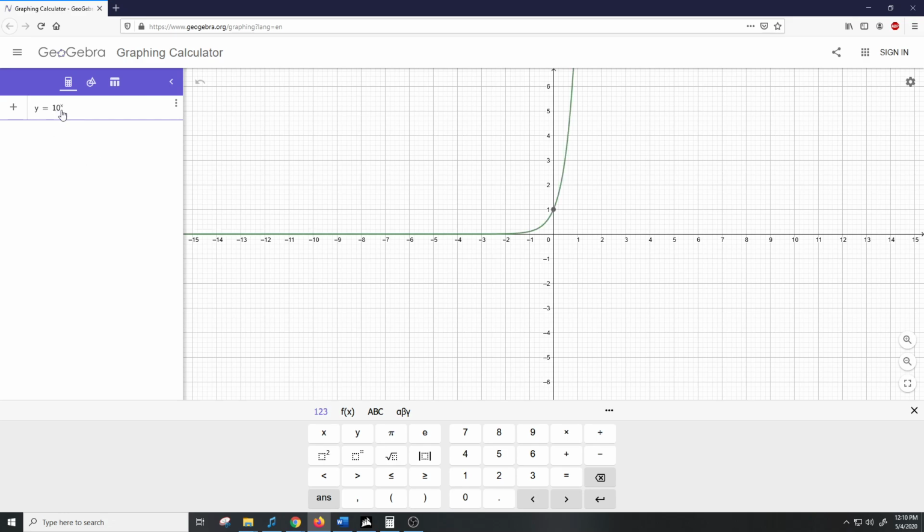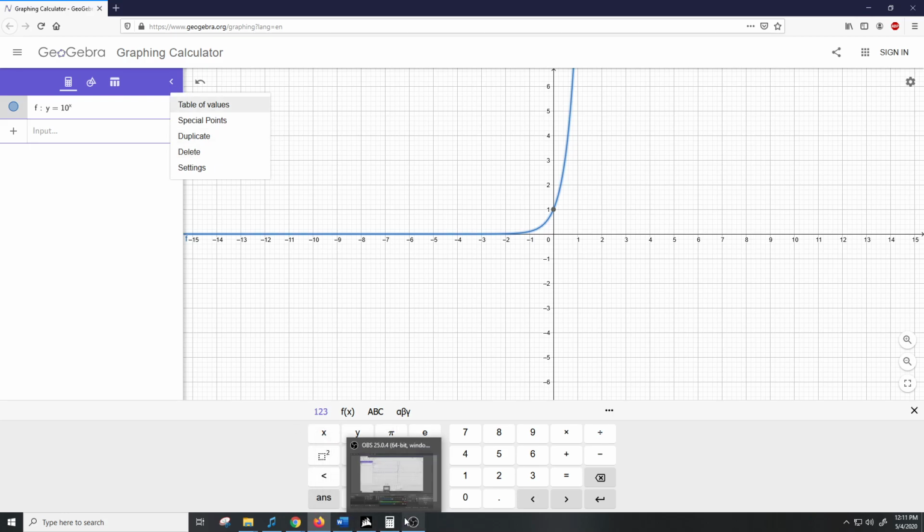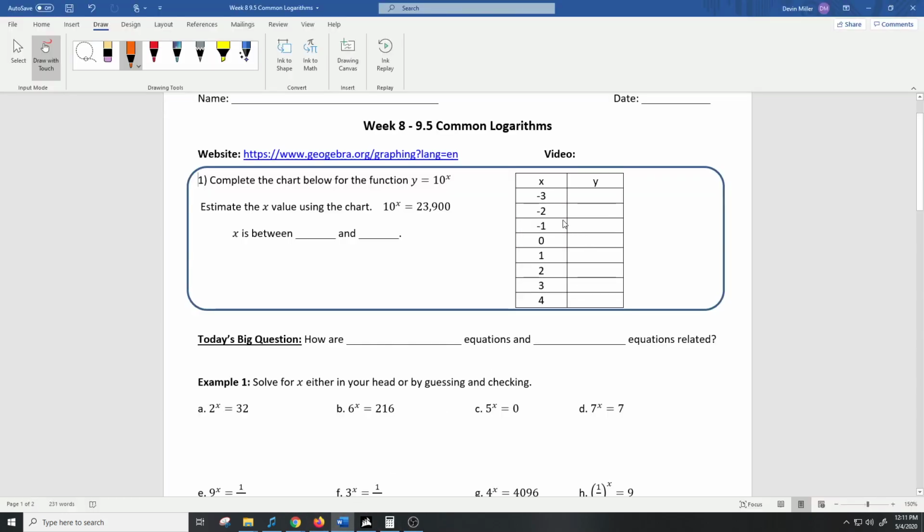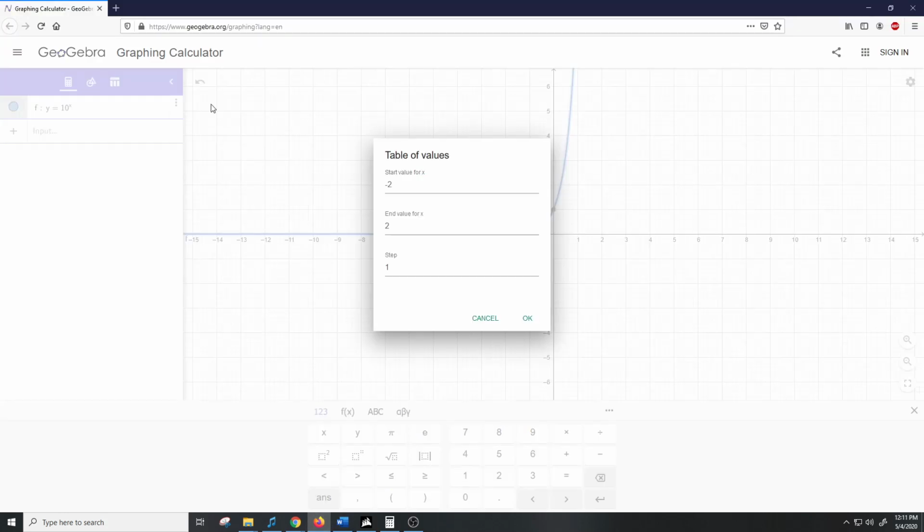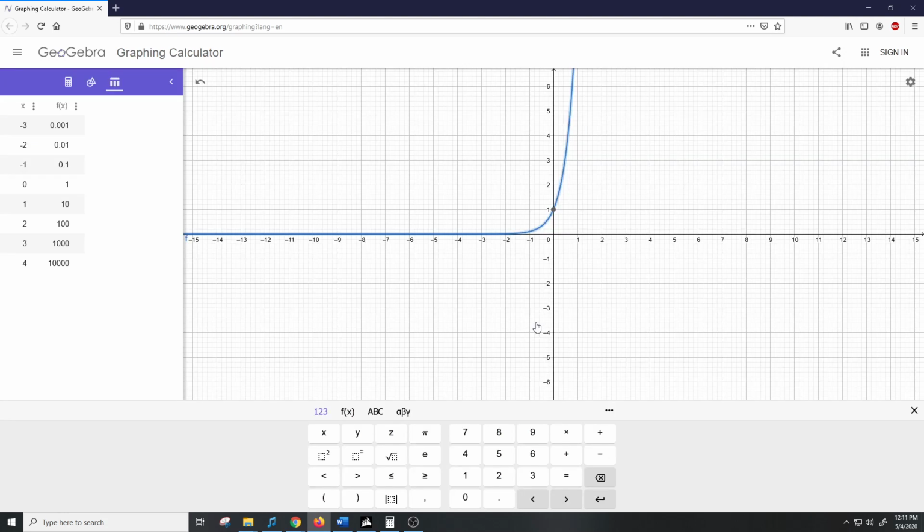So we already know what this graph looks like. It's an exponential function. It's going to go up really quickly. I'm going to click on these three dots and go to table of values. This might ask you where you want to start and end. So if it does that, as soon as you click on this, you're going to have to put in -3 to 4. Hit OK. A step of 1 is fine.